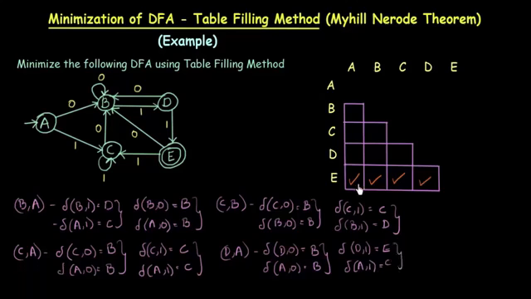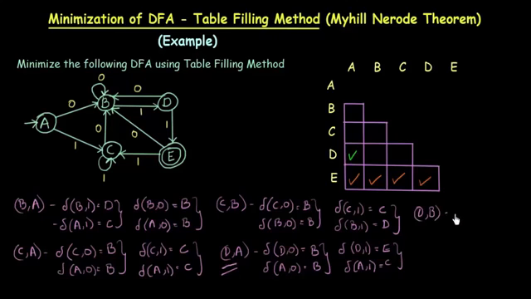Now check if EC is marked. EC, yes, EC is marked. Now since EC is marked, I have to mark this DA. So let us mark this DA. This is DA, and we mark it. Now let's come to the next one. We should check for DB. Now let me check for DB.